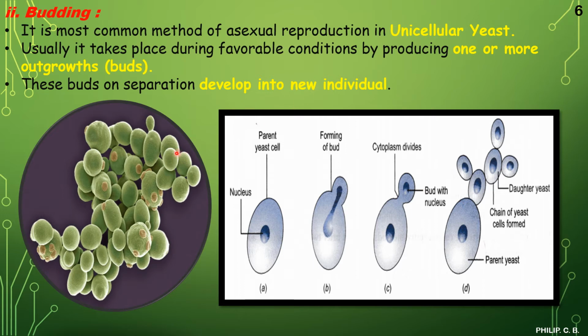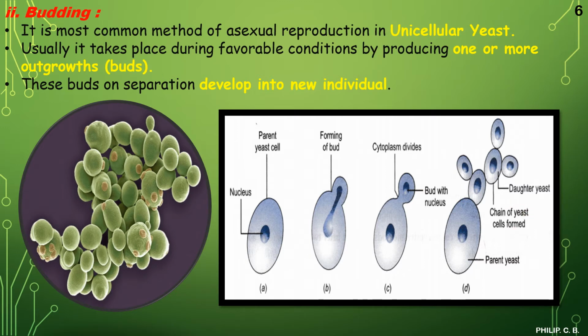So you can see two images. One shows many outgrowths, or buds, forming in the yeast. In the second, I put an animation showing step by step how the buds are formed in yeast. The yeast has a central nucleus, the parent yeast cell, where a small outgrowth, that is a bud, forms, which again has a nucleus, and the cytoplasm starts to divide. And in the fourth part, you can see from the parent yeast a chain of yeast cells forms, and many daughter yeast cells are being formed.